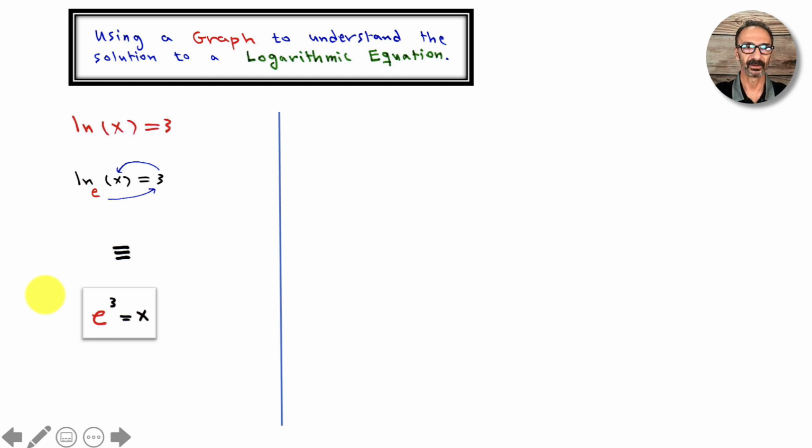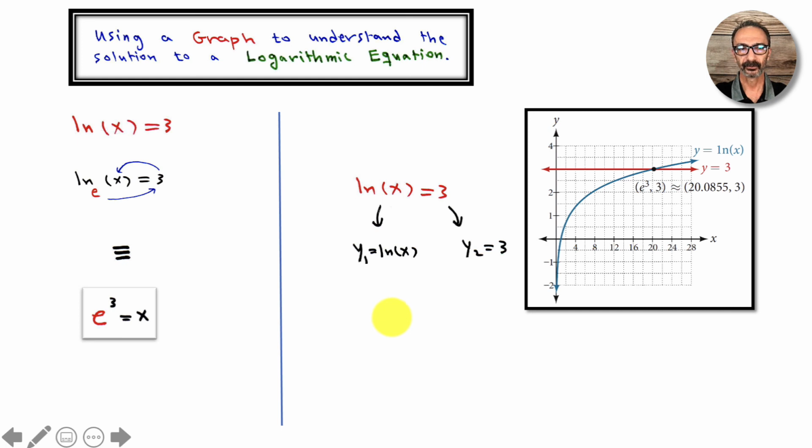We're done. That's it. To support that graphically, we could consider this to be called y1. We could consider this to be called y2. And we graph y1, graph y2 on the same grid. This is y equals ln x. As I said, the domain is x greater than 0. All the way up to 3, that's a horizontal line called y equals 3. Where they meet is our solution at x equals approximately 20.0855, which is e to the third.